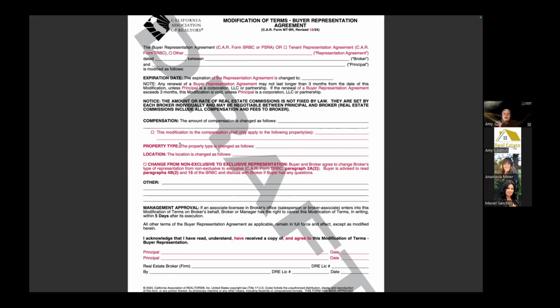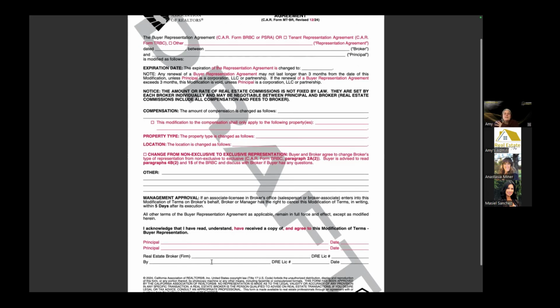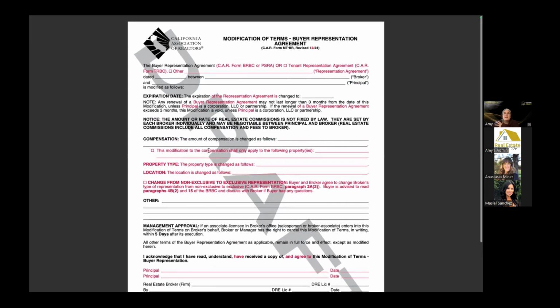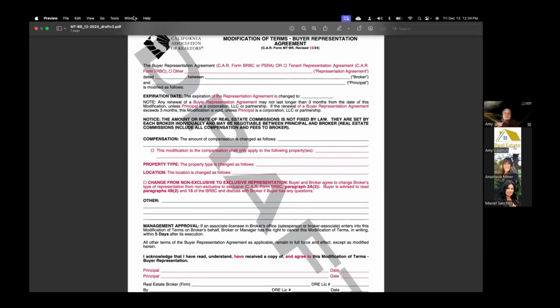You could change the property type that you're willing to show. You can change the location of that BRBC, and you can change it from non-exclusive to exclusive representation. That's what you can do with the modification terms. There's also an other line, so anything else in that agreement can be updated there. And then they would sign and you would sign. Any questions about that modification of terms to the buyer representation agreement?